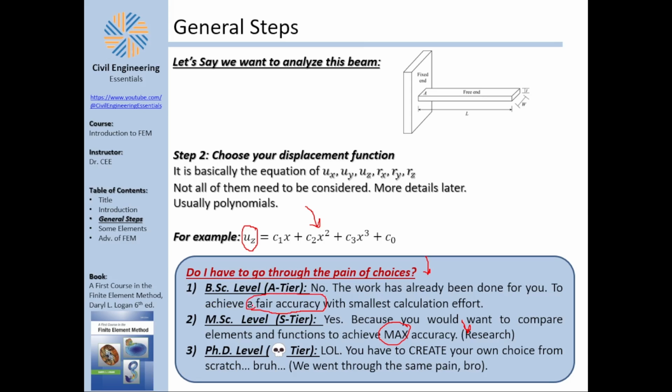In the MSc, you want to have the max accuracy as part of your research that you might be looking for. Of course, in PhD level, this is the ultimate level, and bro, I feel your pain here, because in this case, everything goes out of the window and you have to create your own path. You have to create your own element and your own choice from scratch. And if you are interested in doing a PhD in finite element methods, then, well, welcome to the club, bro.